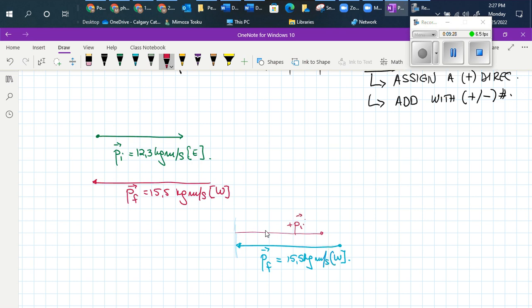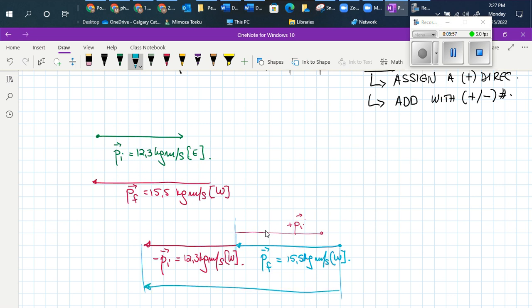Since we have to subtract, what we do is we take the opposite of P initial, so it will be negative P initial, which is 12.3 kilograms meters per second, now going west as well. And this tells us that the change of momentum is this vector here.